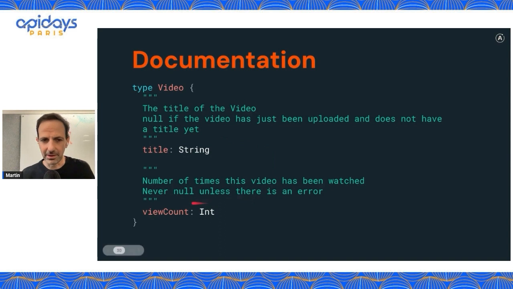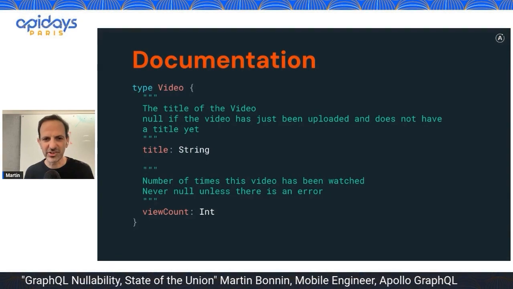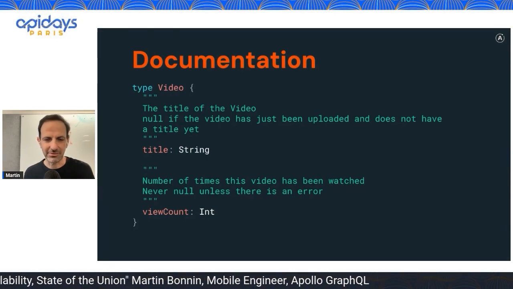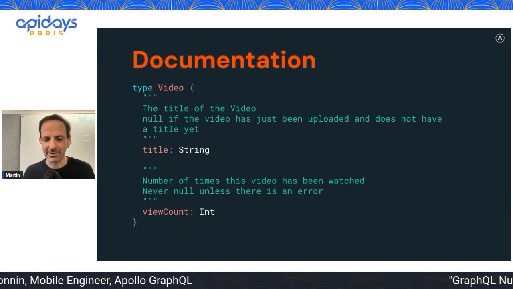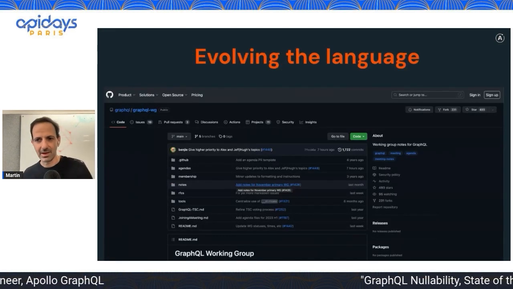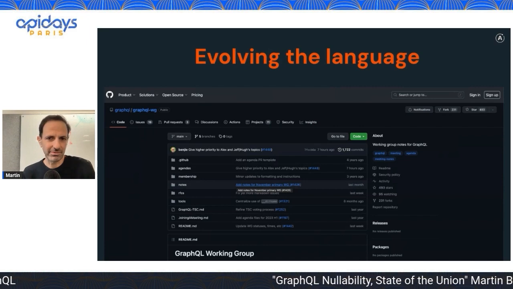And if it cannot be null, you can also put that in the documentation. But this feels somewhat unsatisfying, right? The whole promise of GraphQL is we have a schema, we can have the machines do all these checks for us, and having to rely on documentation is kind of defeating the purpose. So what if instead we could evolve the language?